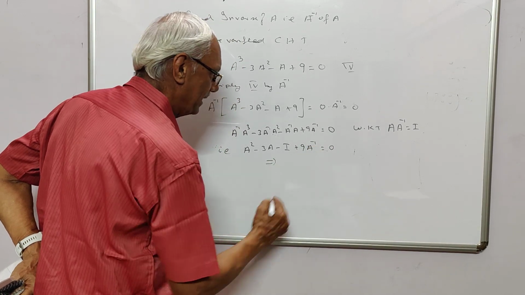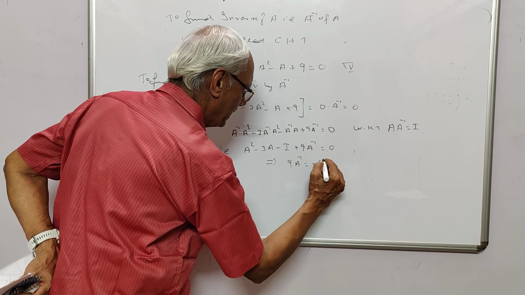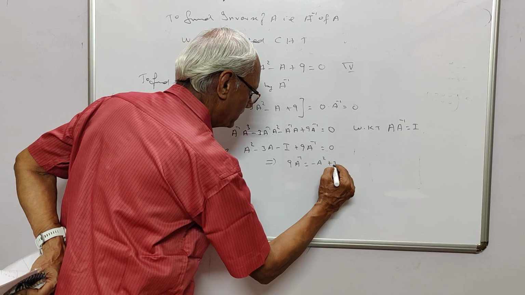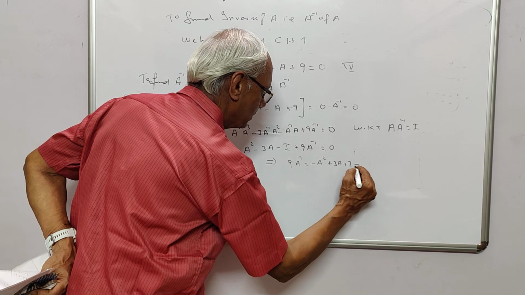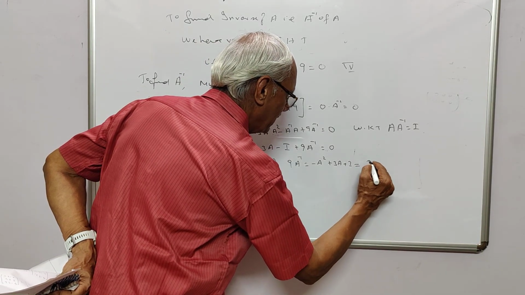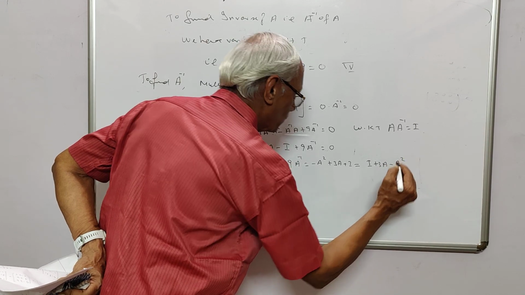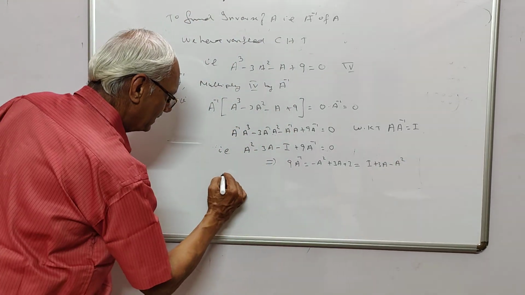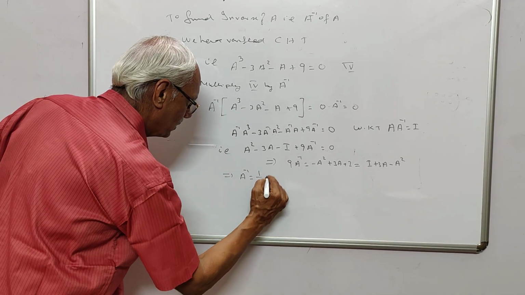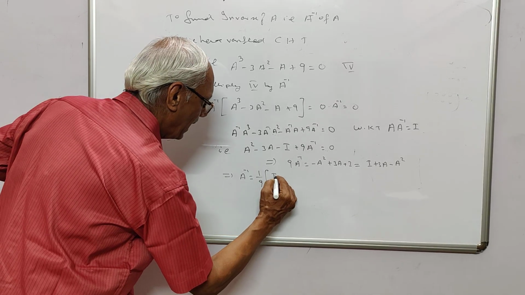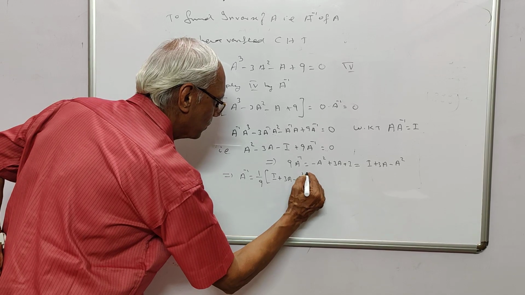So this implies 9a minus 1 is equal to minus a squared plus 3a plus I. So this is equal to I plus 3a minus a squared. This implies a minus 1 is equal to 1 by 9 of I plus 3a minus a squared.